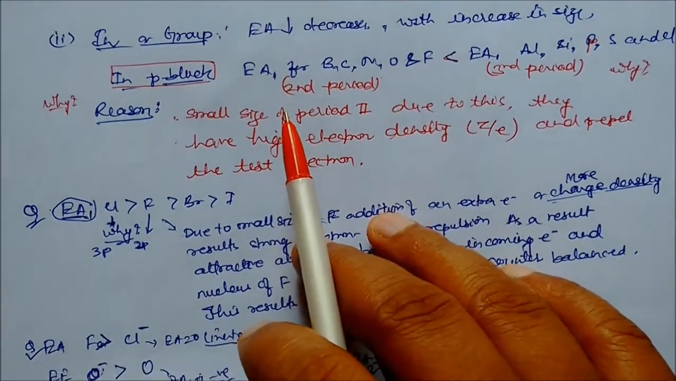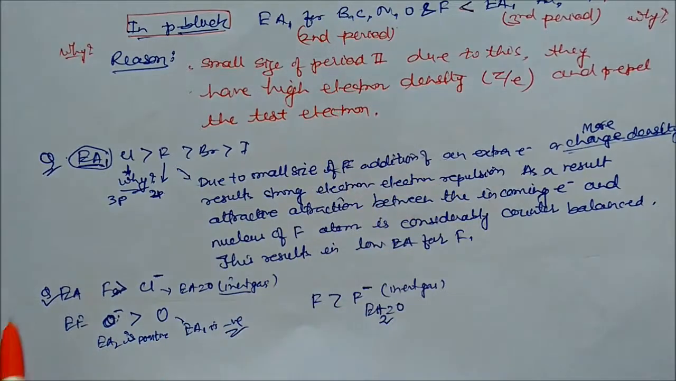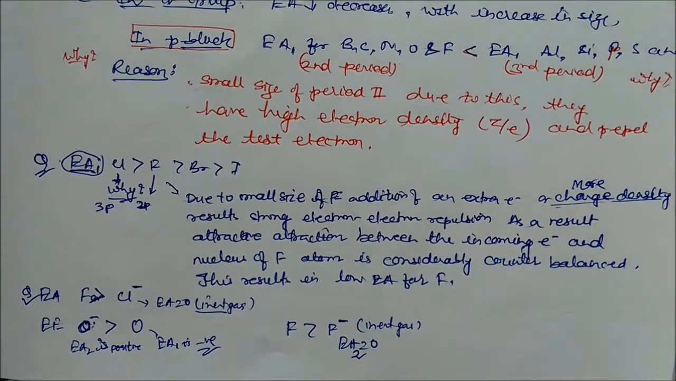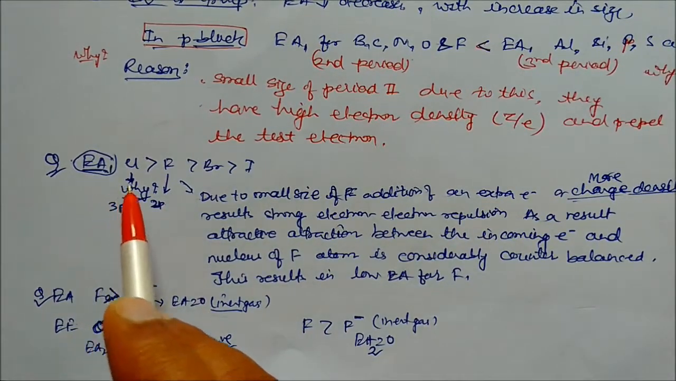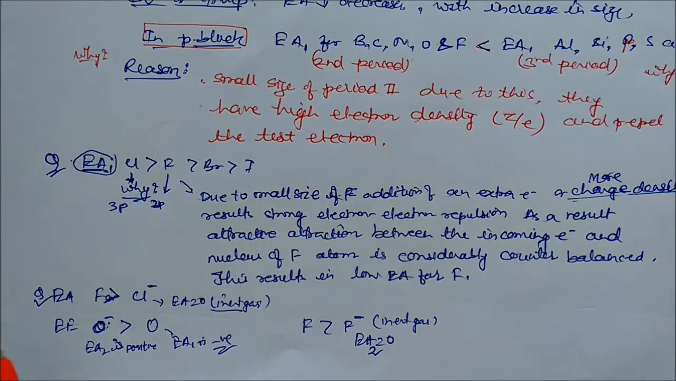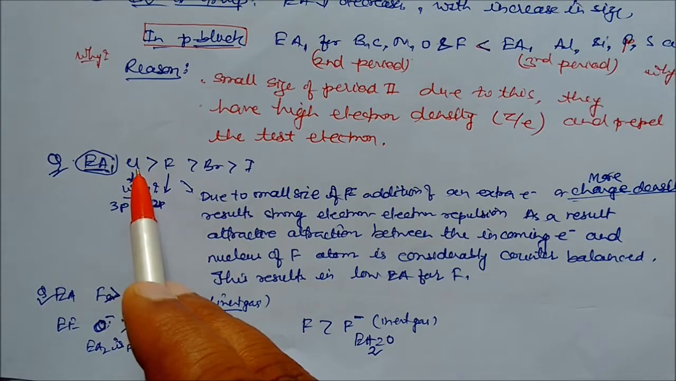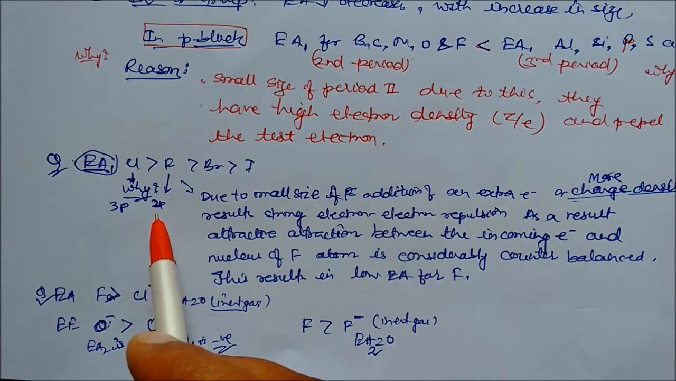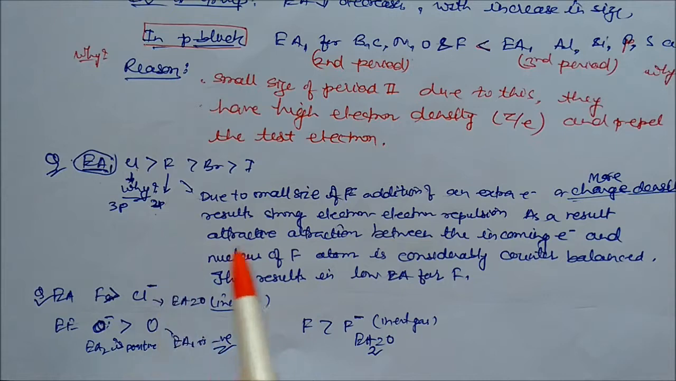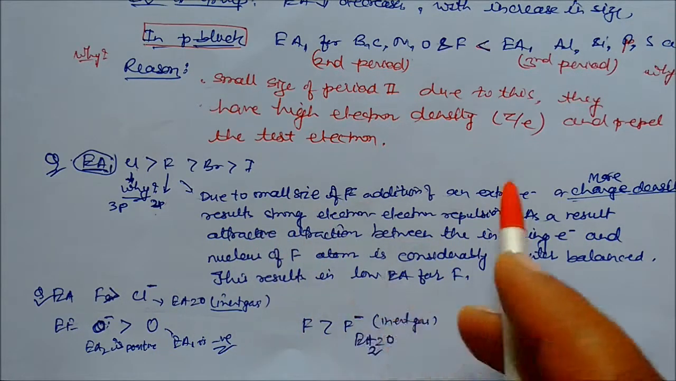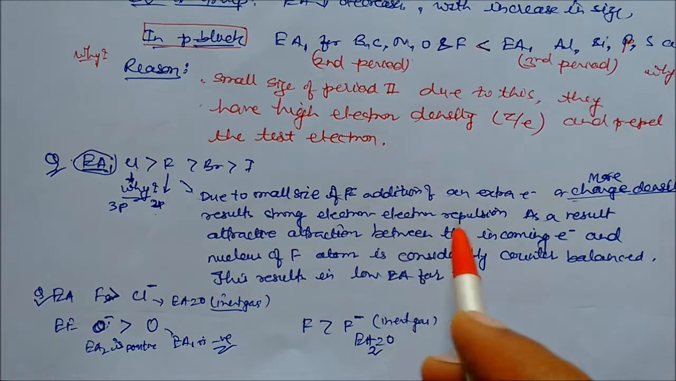Similarly, some questions are given, like the electron affinity of chlorine. If you take chlorine in the periodic table, the electron affinity of chlorine is always greater than fluorine. Then bromine, iodine. So in the halogen group, the electron affinity of chlorine is very high. Why? Because the electron is added in 3p5, while here we are adding the electron in 2p. So 2p is small in size, and due to small size, the charge density increases.